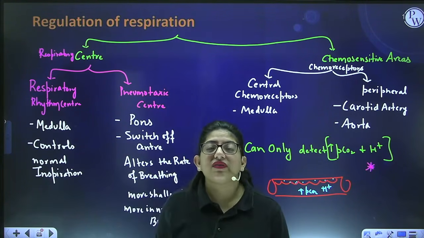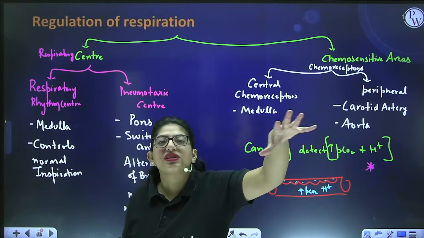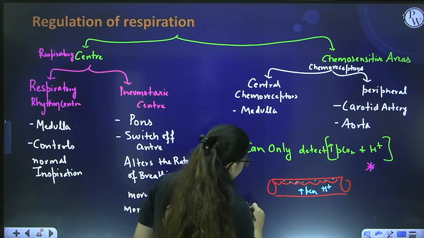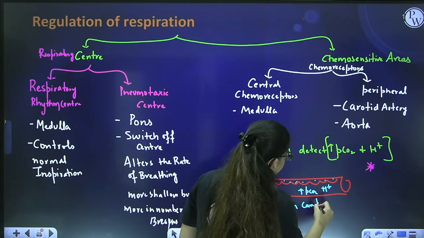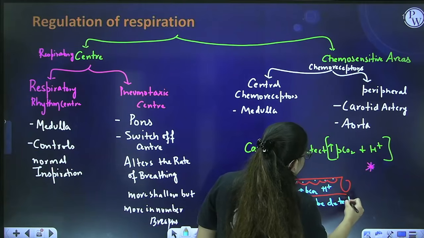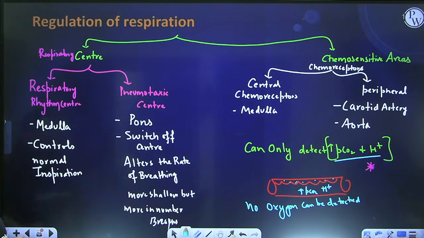Chemosensitive areas can only detect free gas. They cannot detect the gas which is in the bound form. So here no oxygen can be detected. They can only detect the partial pressure of CO2 and H positive ions. Fine guys, that's about the regulation.